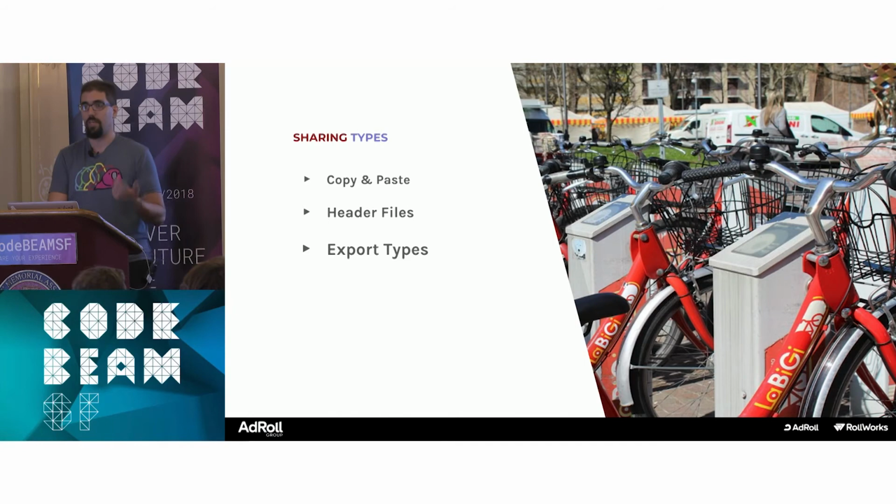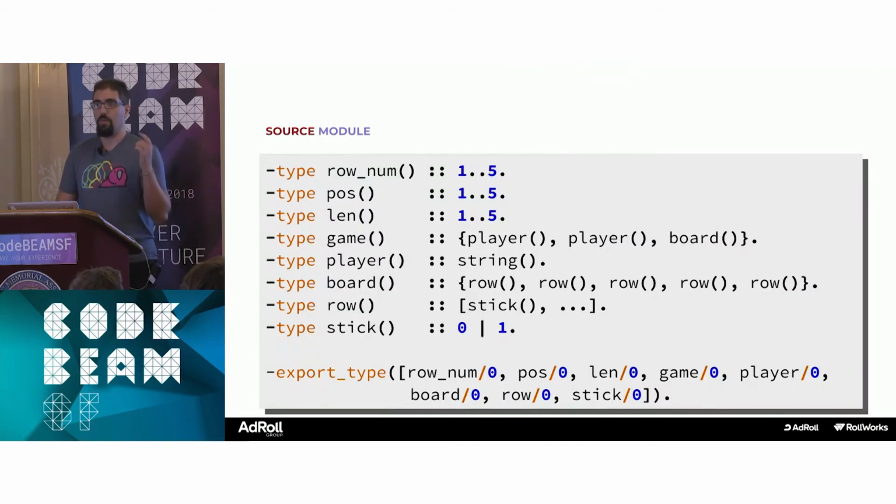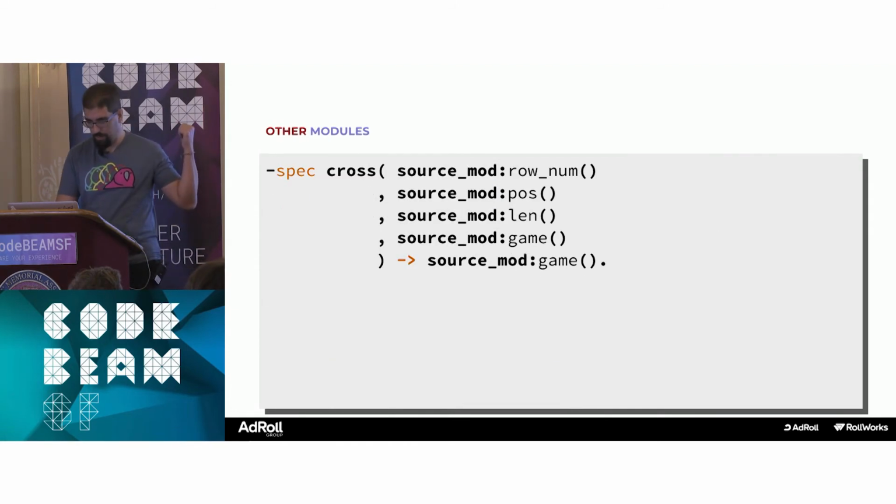You can export types. OK, you knew spec, you knew type. Do you know what export_type is? Few people. I like that. Something new for everybody. So basically what you're saying is, in the same way that you are exporting functions, you can export the type. And every other module can use the same types as this module, like this.